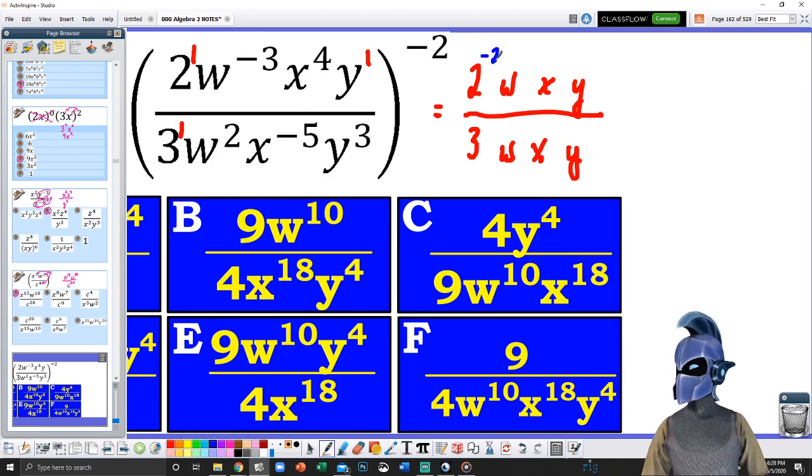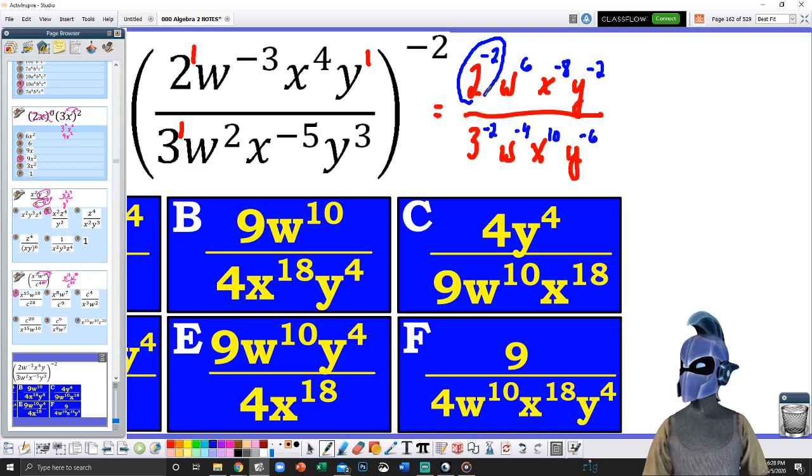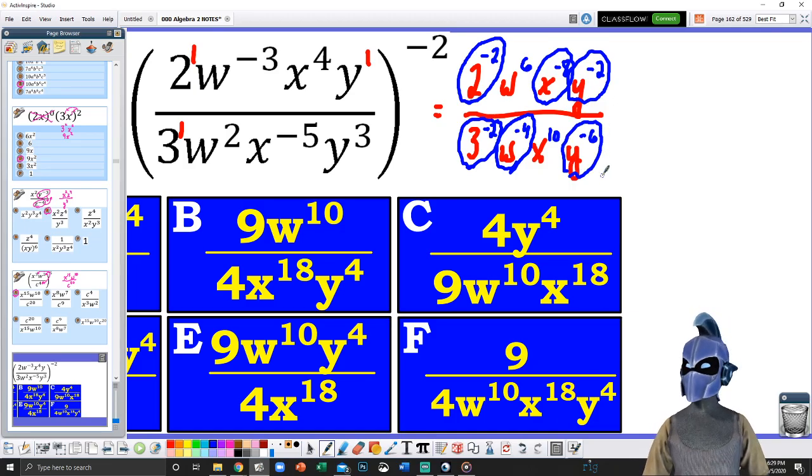So 1 times -2, -2 times -3, -2 times 4, and -2 times 1. Then on the bottom, -2 times 1, -2 times 2, -5 times -2, and 3 times -2. Okay, now you like to move it. Who else likes to move it? 2 does, 3 does. They all have negative exponents. This guy's got a negative exponent. So does this one, and this one, and this one. Oh my goodness. Everybody's got a negative exponent. Almost. Alright, so they all flip spots.